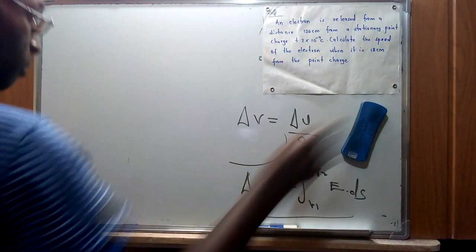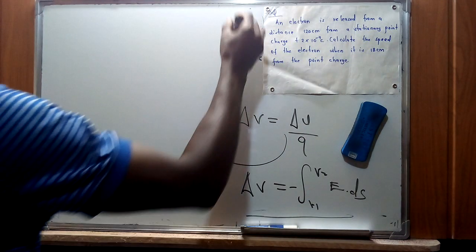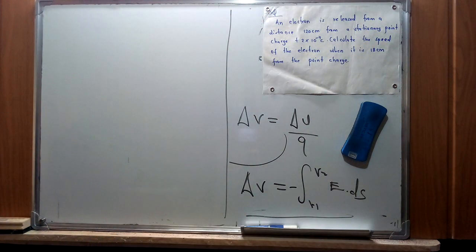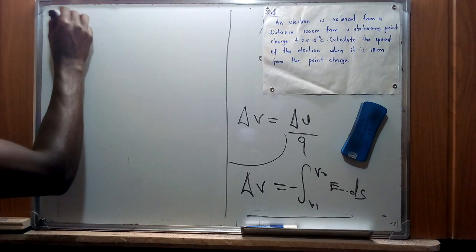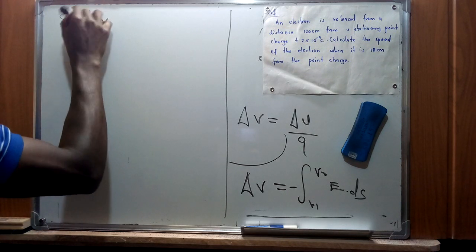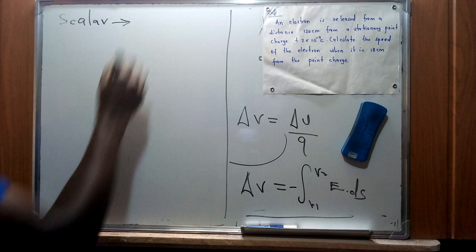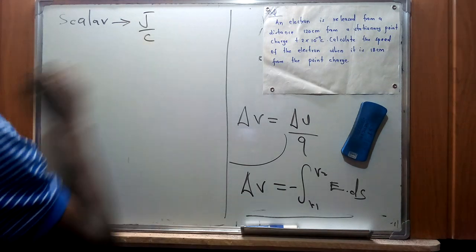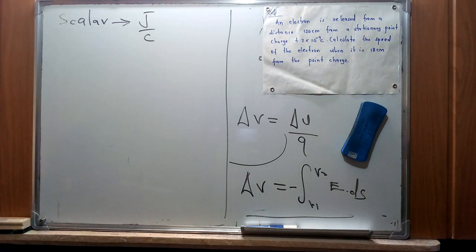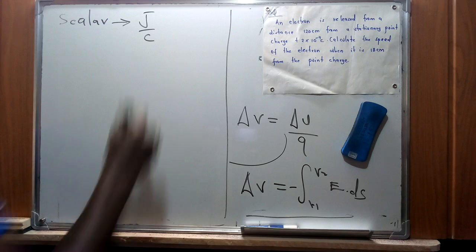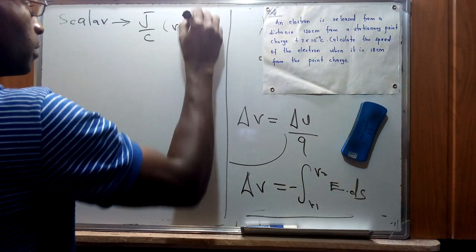So I'm just going to do away with that. Therefore, that change in energy is going to be a scalar quantity. We've talked about the concept of scalar and vector quantities. And of course, this is going to be a scalar quantity with the units of joules per coulomb, which basically implies the concept of volts.